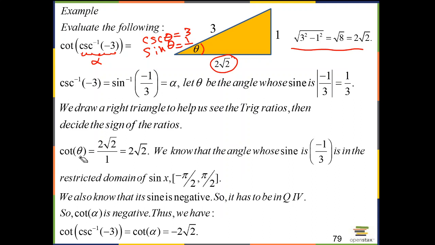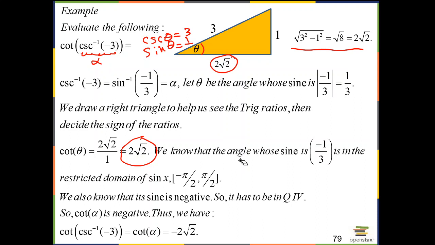So cotangent of theta, I know we're working with alpha, not theta, but the only difference is sign, right? Because theta is a reference angle for alpha. So cotangent theta is adjacent over opposite, so it's 2 square root of 2 over 1, which is 2 square root of 2. So that's cotangent. But we don't want cotangent of theta, we want cotangent of alpha, right?